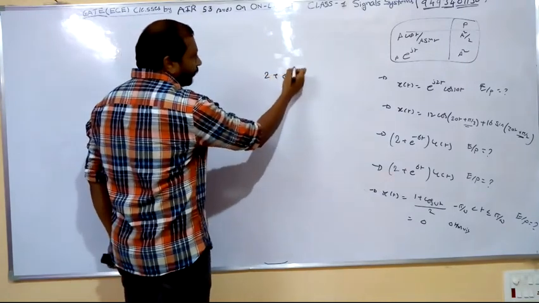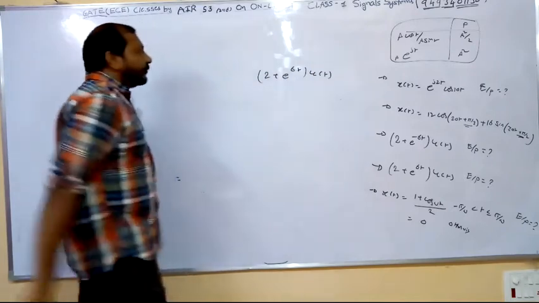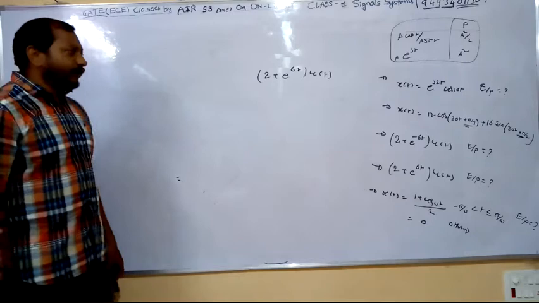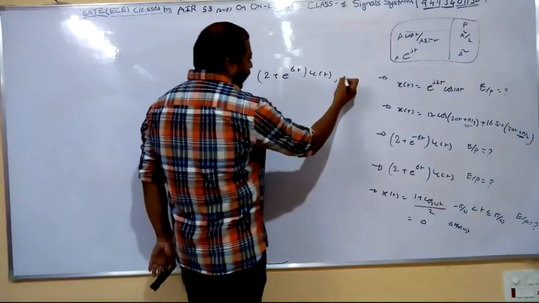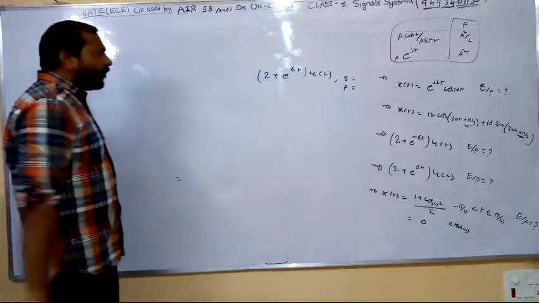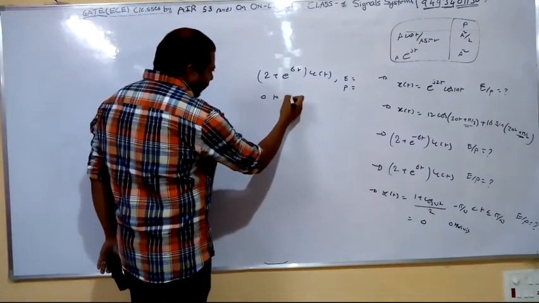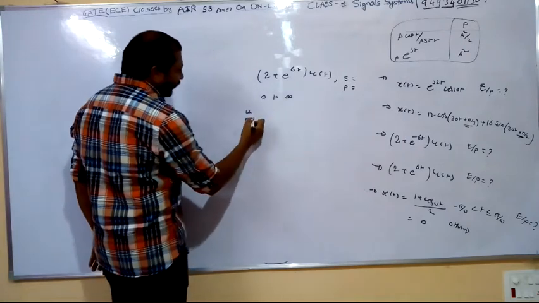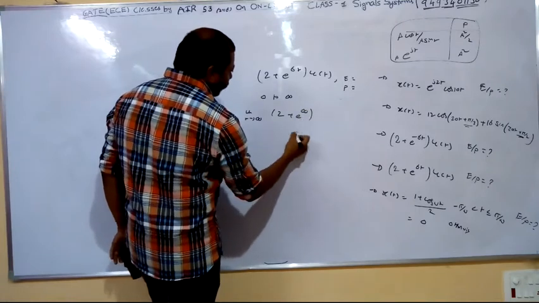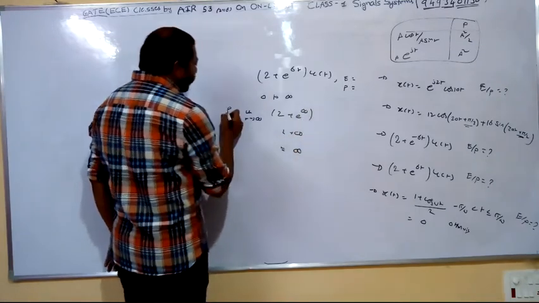Coming to the next one, x of t is equal to 2 plus e to the power 6t into u of t. First of all, you have to estimate whether the given signal is the energy signal or power signal. From that only you can calculate the energy of the signal or power of the signal. Power of the signal. What is the final value? Because of u of t, this exists from 0 to infinity. By taking as T tending to infinity, what is this value? This is equal to 2 plus e to the power infinity. E power infinity is equal to infinity plus 2.